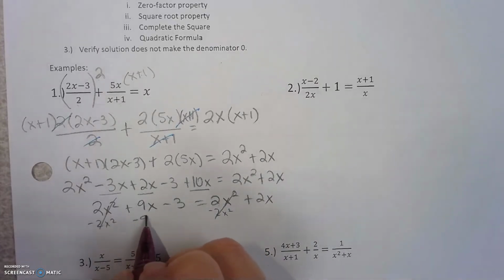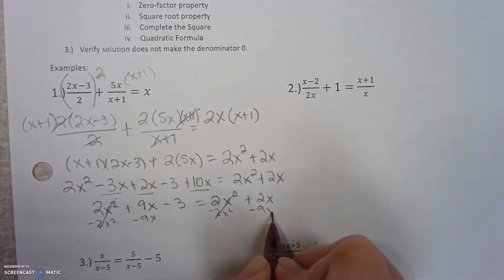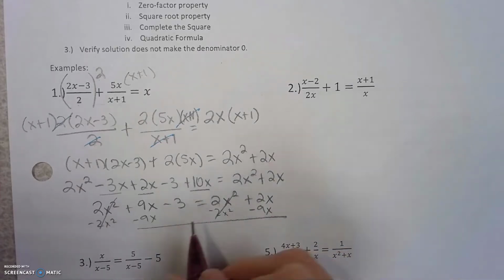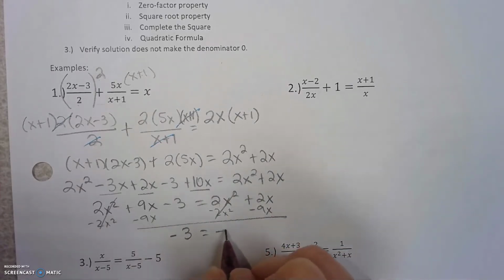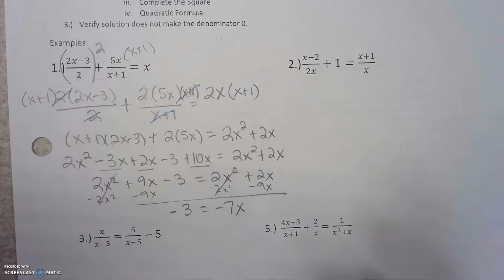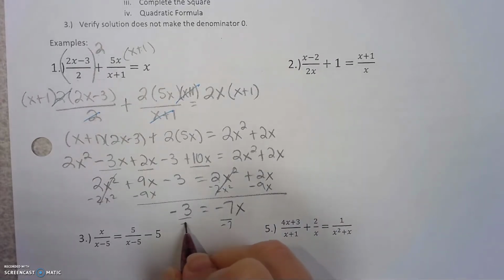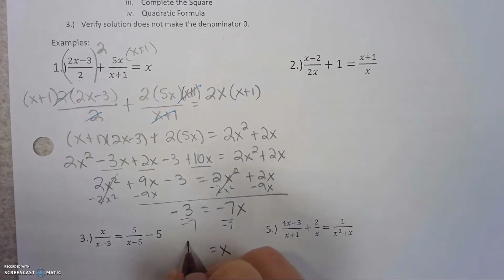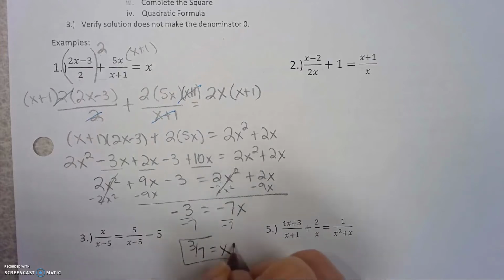So what I'm going to do is take this 9x and move it over here with this 2x. So now I have negative 3 equals negative 7x. I'll divide both sides by negative 7 to get x equals 3/7.